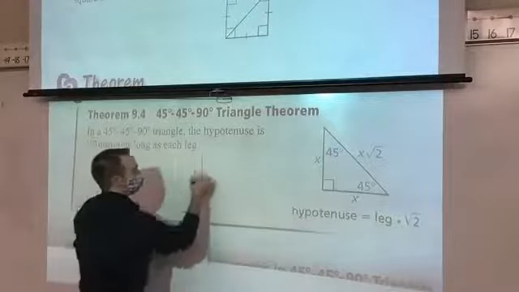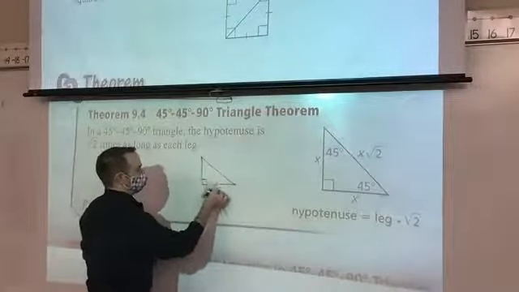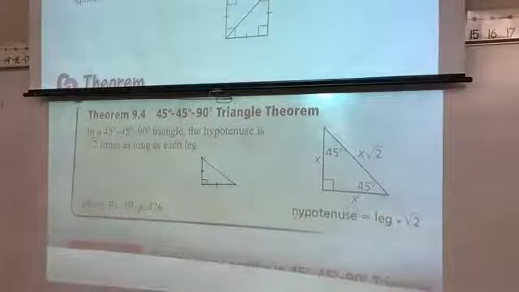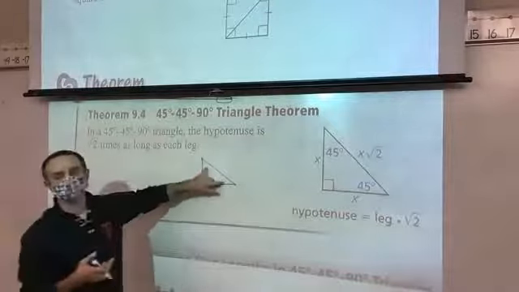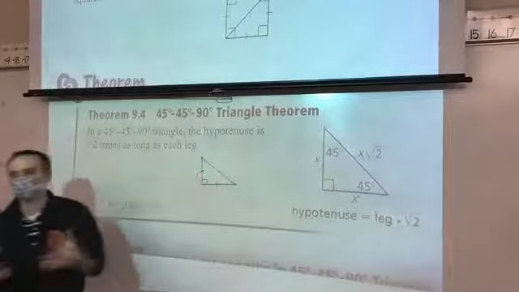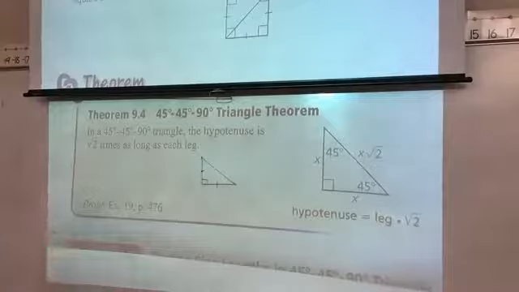The other way they might show it to us is they might show us that it's isosceles. And base angles theorem tells us if it's isosceles, the base angles have to be congruent, which means they both have to be 45. So either they give you the 45 degrees or they give you that it's isosceles, then we can use this pattern.